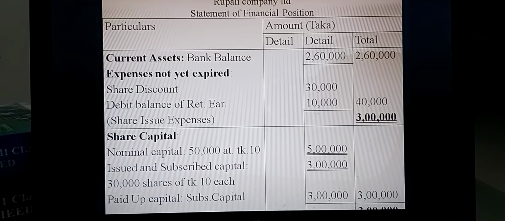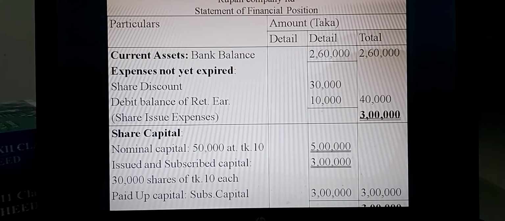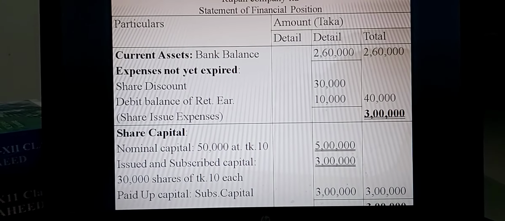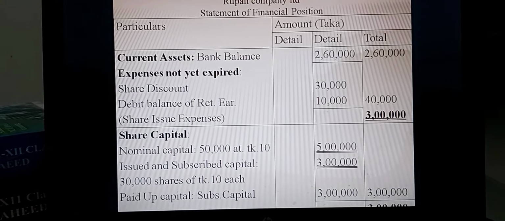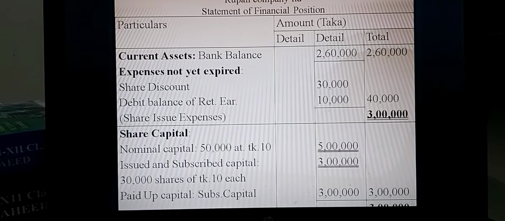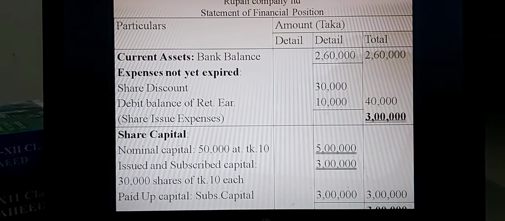Number 1, authorized capital, its another name is nominal capital, its another name is registered capital. In this math totally 50,000 shares are authorized and taka 10 is the face value of a share. So 50,000 into 10, that is the amount of taka 5,00,000, to be closed in the middle column.